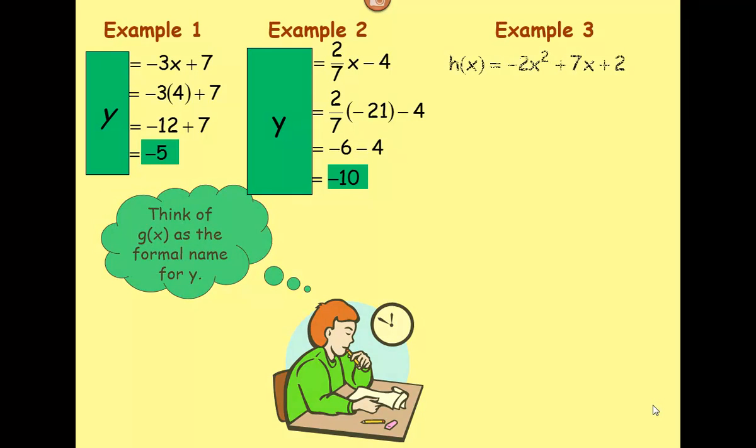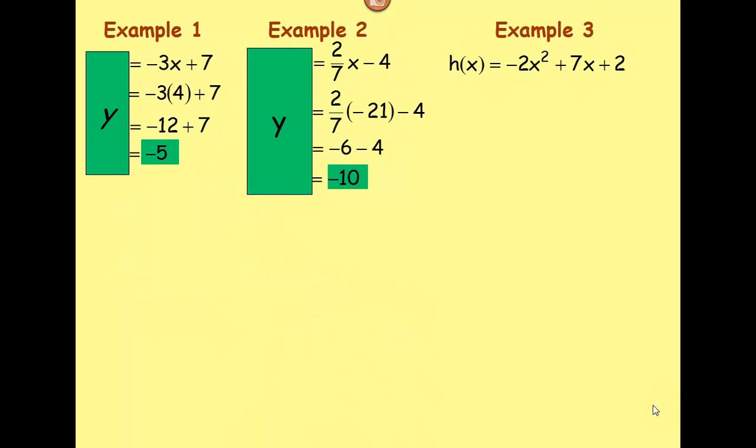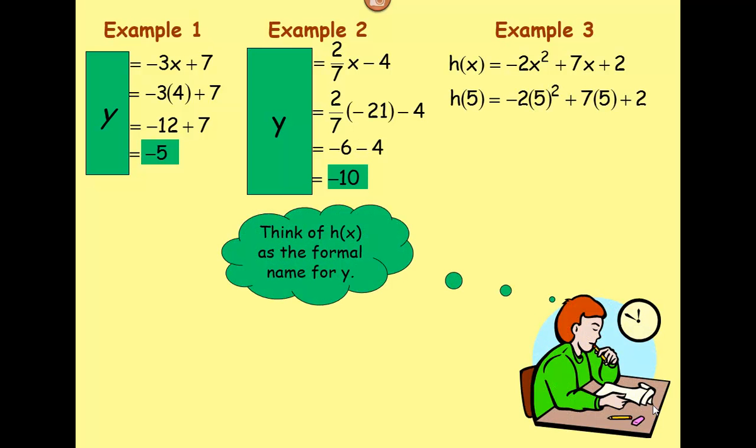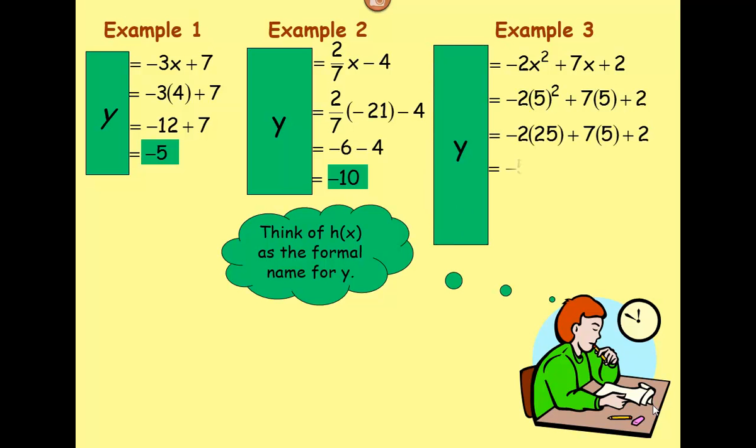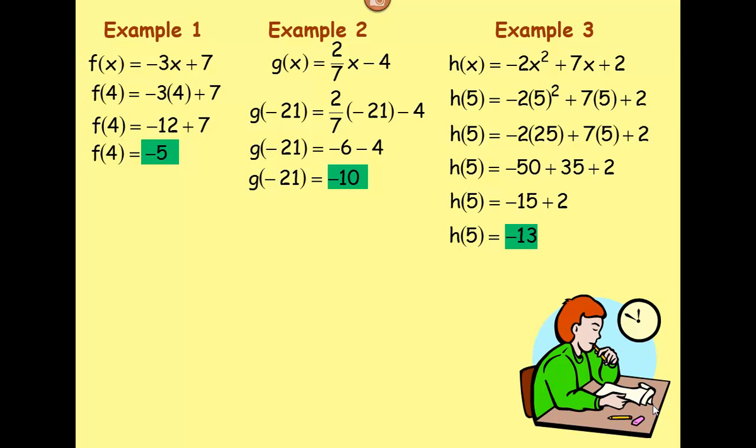In the last example, we had 2x squared plus 7x plus 2. We put in our 5. We go ahead and work our math. And we see that we have negative 13. So f of 4 is negative 5. g of negative 21 is negative 10. And h of 5 equals negative 13. Remember, this is not multiplication, so there's nothing you need to do to the left-hand side.